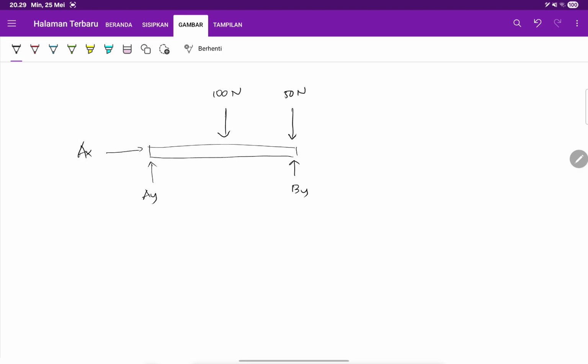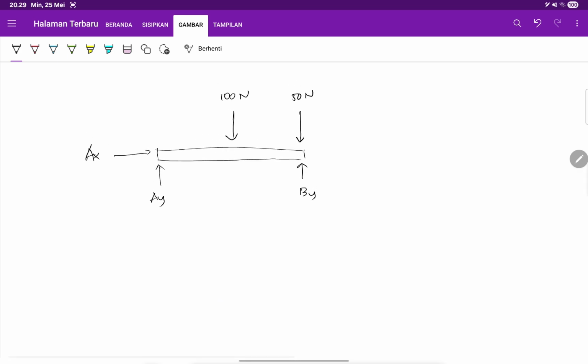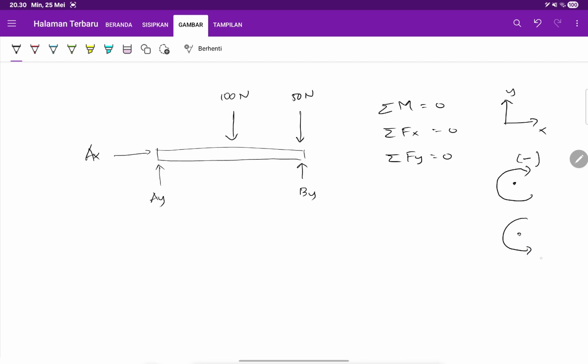This is a dummy question for those of you who don't know how to apply equilibrium equations. So first, what you need to do is you have three equations. The first is sigma moment equals 0, sigma Fx equals 0, and then sigma Fy equals 0. Okay, and this is x, this is y. So moment, if it's like this, it's called clockwise, and it is negative. And if it's like this, it's counterclockwise, CCW and CW.